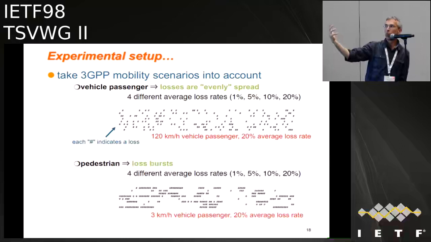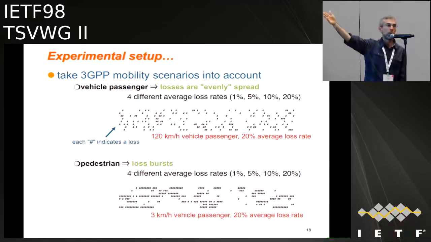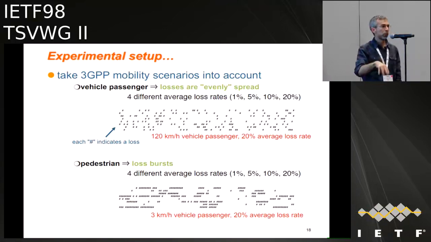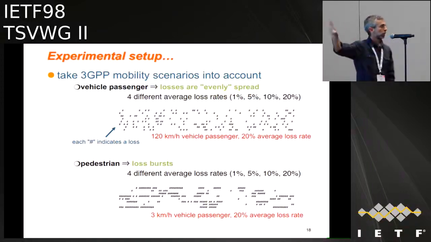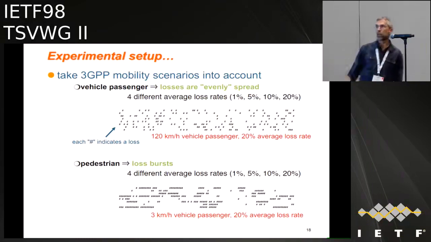Just by looking at it, you see that in the first case, vehicle passenger, the channel is quite easy because the packet losses are spread throughout the transmission. Whereas in the case of a pedestrian, you are facing big problems because when the person walking in the street is behind an obstacle, he will stay behind this obstacle for quite a long time and it will create a long packet loss burst. And in each case, there are 4 different average packet loss rates: 1, 5, 10, and 20%. So those are the mobility channels that we are considering. Next.